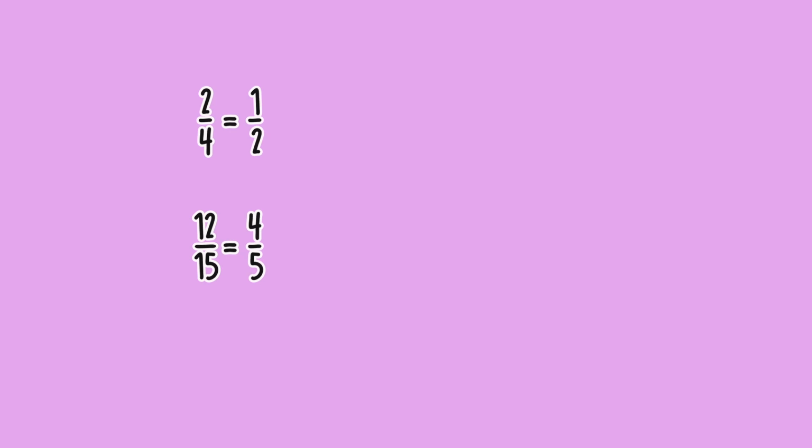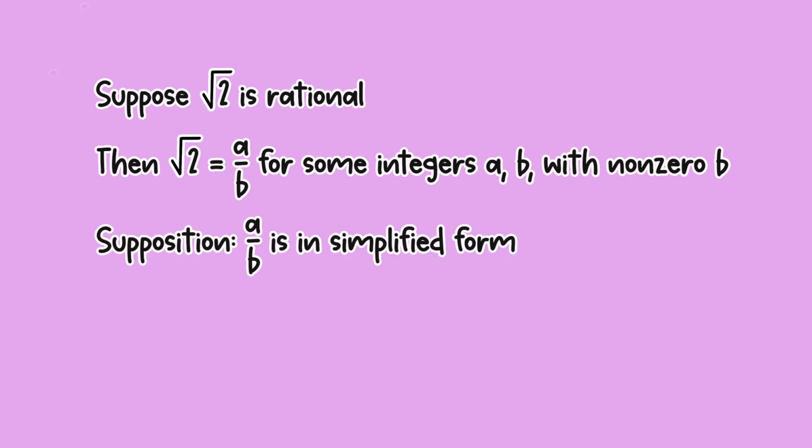Every fraction has the simplest form, where the top number and the bottom number have no common factors. So let's add an additional supposition that this fraction is in the simplified form. Then, we will manipulate this equation by multiplying both sides by b and squaring them.